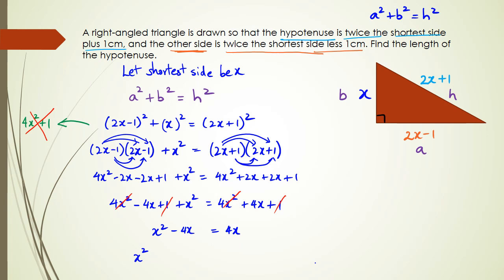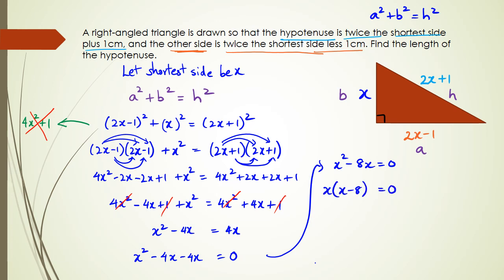When I do that, I get x squared minus 8x is equal to 0. So I need to factorize this now. I've got x multiplied by x minus 8 is equal to 0. From here I can say that x is equal to 0 or x minus 8 is equal to 0. In this case, x is equal to 8. So what I've discovered is that x can equal 0 or 8. We can't have x as 0 because the shortest side can't be 0. So we ignore this and focus on x equals 8.